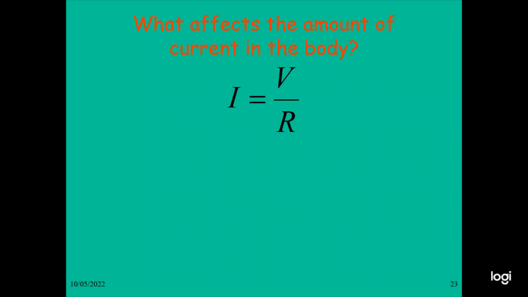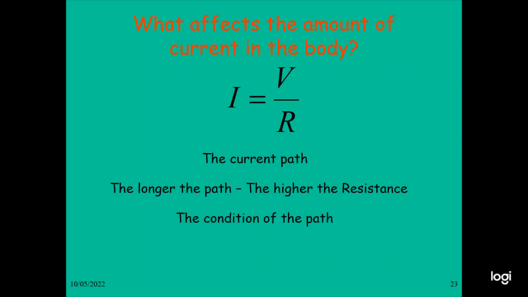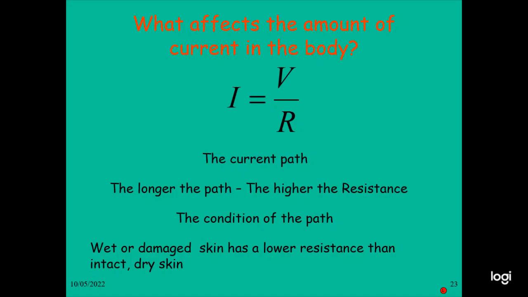So what affects the amount of current in the body? I equals V divided by R. The longer the current path, the higher the resistance. Also the condition of the path: wet or damaged skin has a lower resistance than dry skin.